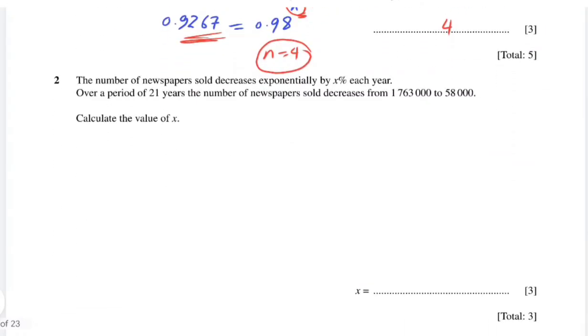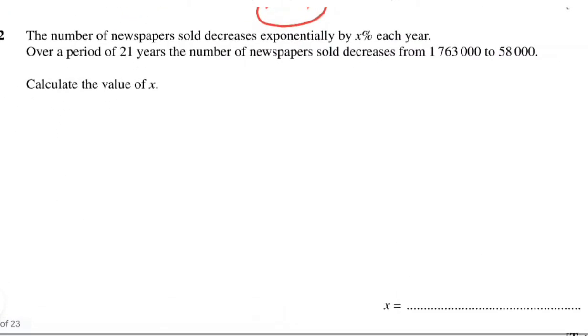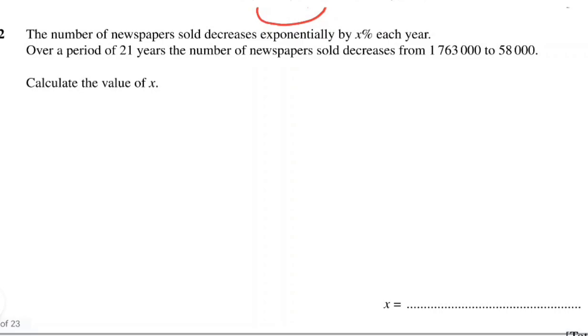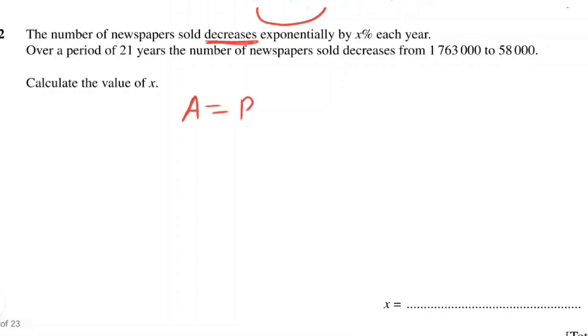Now they are not asking to find A or R or n. Now they are asking to find x or r. So this is a different type of question. The first question here is a decrease again, so we will use this formula: P times (1 minus R percent), where R here is x, so x over 100, to the power of n.